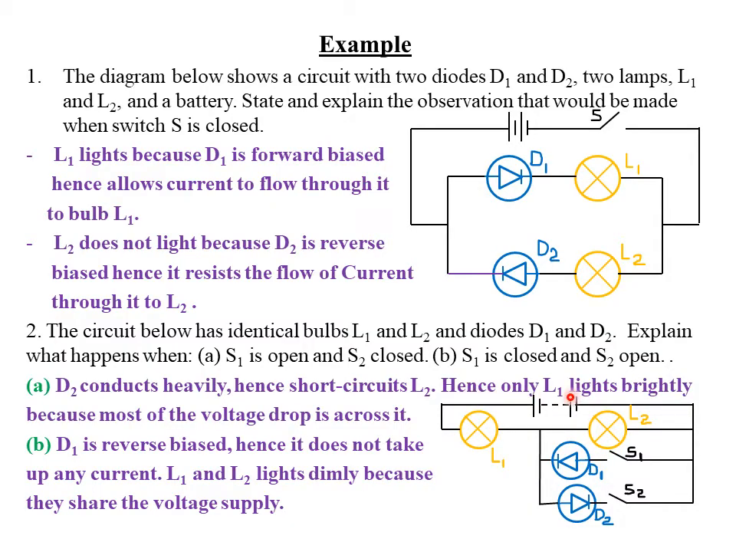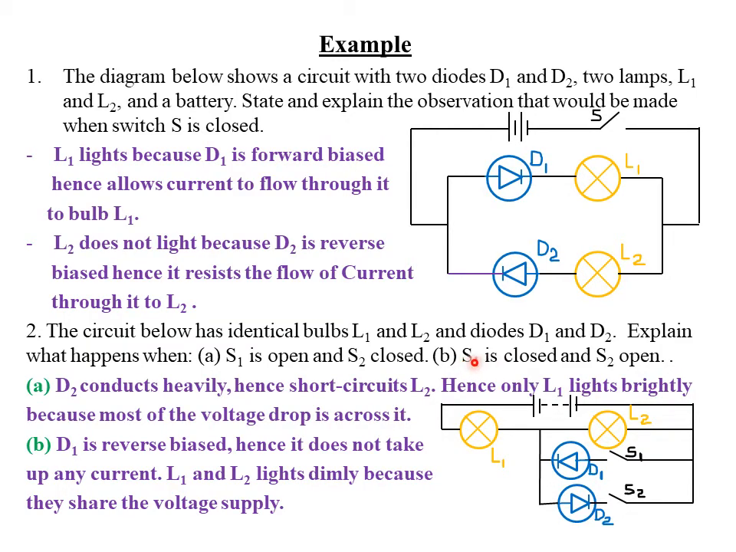Hence, only the bulb L1 lights brightly because most of the voltage drop is across the bulb L1, because remember, only little current is flowing through L2 because the diode D2 has caused a short circuiting. So because we are having most of the voltage drop at the bulb L1, that is why the bulb L1 is going to light brightly as opposed to our bulb L2.